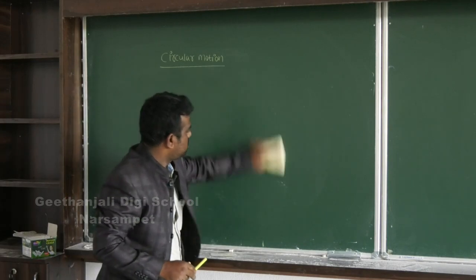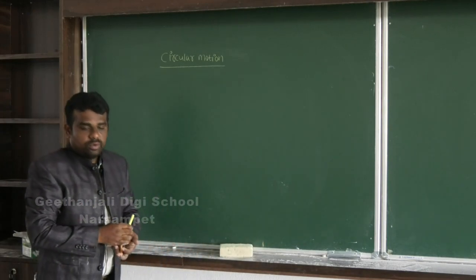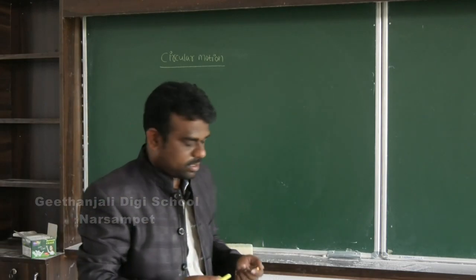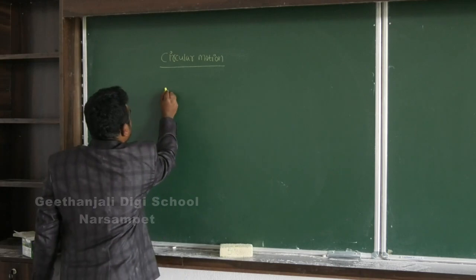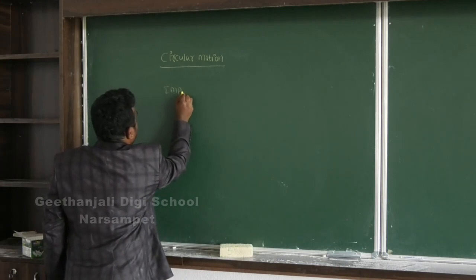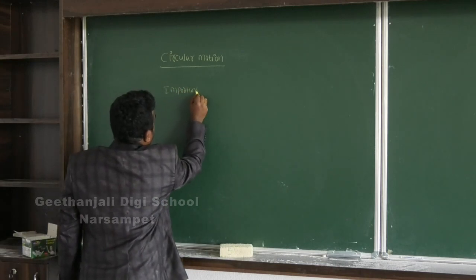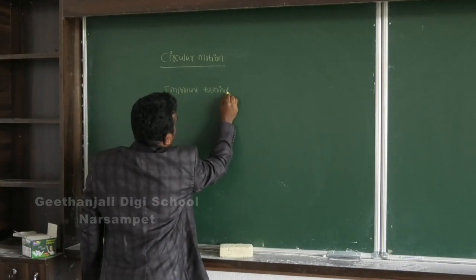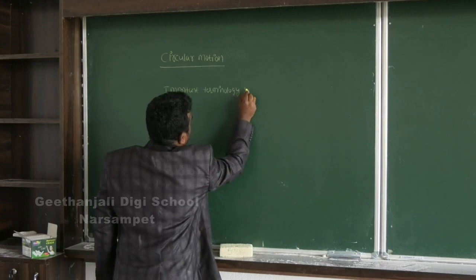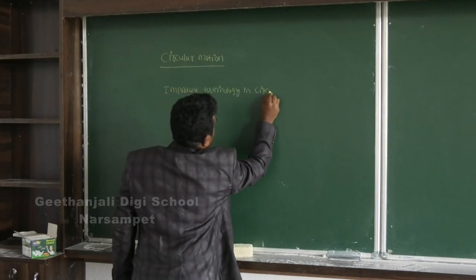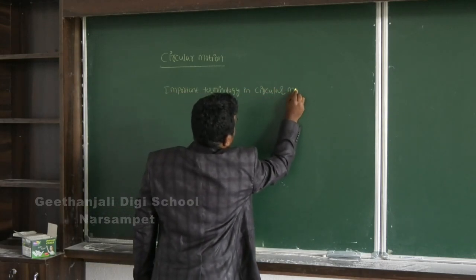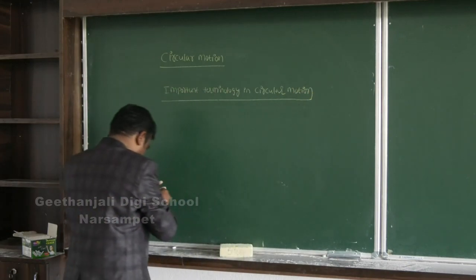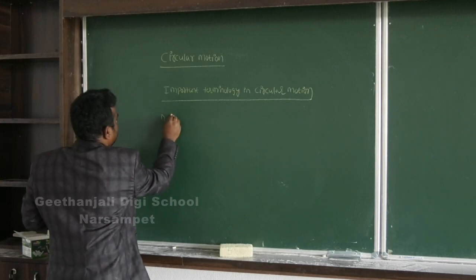Now, let me define some important terminology in circular motion. Important terminology in circular motion. The first one is angular position.